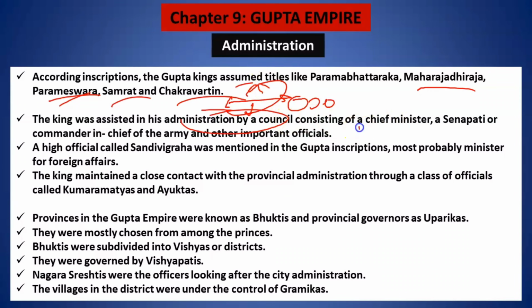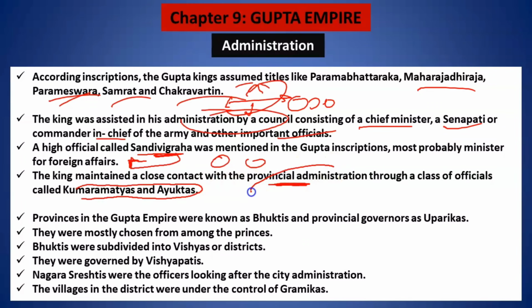Now here also the Gupta kings used to have a chief minister, Senapati, we already know about Senapati, and other important officials. Sandhi Vigrah. Now he was most probably a foreign affairs minister who was taking care of the foreign trade. One more important thing over here was Kumar Amatyas or Ayukt. These were the provincial officers who were taking care of the administrations. All right. Provincial officers, remember this.